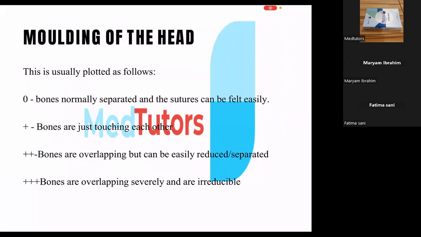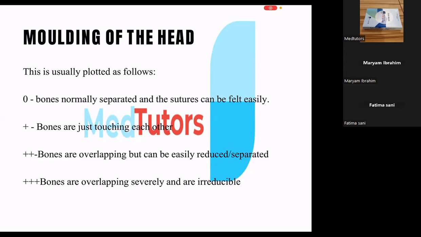Molding is in grades from 0 to +3. So it can either be 0, meaning that the bones, the parietal bones, are completely separated and the sutures can be felt easily. +1 is the bones are touching each other. They have approximated and they are close to each other. Then +2, the bones are overlapping, but once you put your finger in between, you can easily separate them. So that is +2. Then +3 is the bones have completely overlapped.